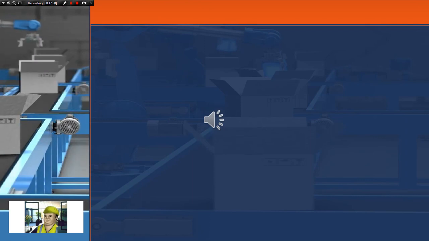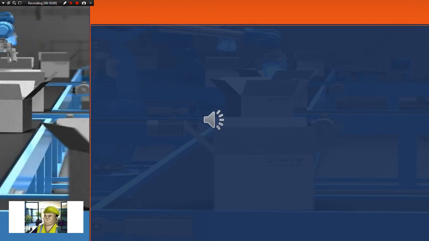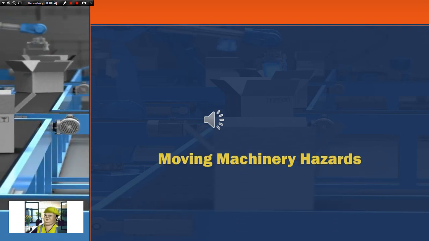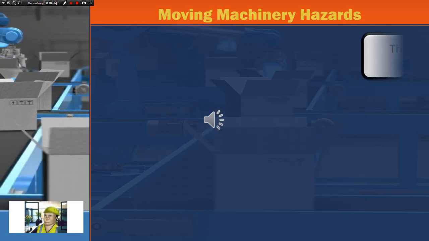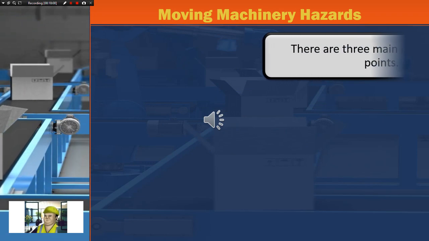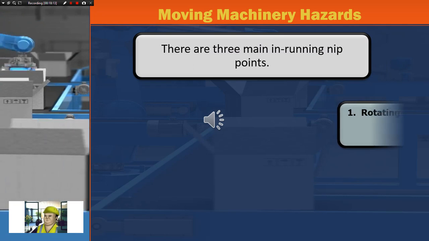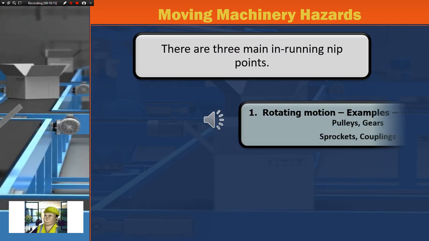Moving machinery hazards. There are three main in-running nip points. One, rotating motion. Examples: flywheels, shafts, pulleys, gear sprockets, couplings. Parts rotating in opposite direction, rotating and tangentially moving parts, rotating and fixed parts.